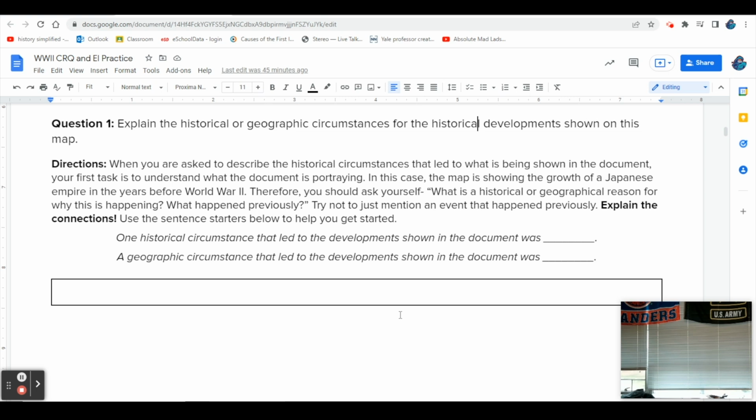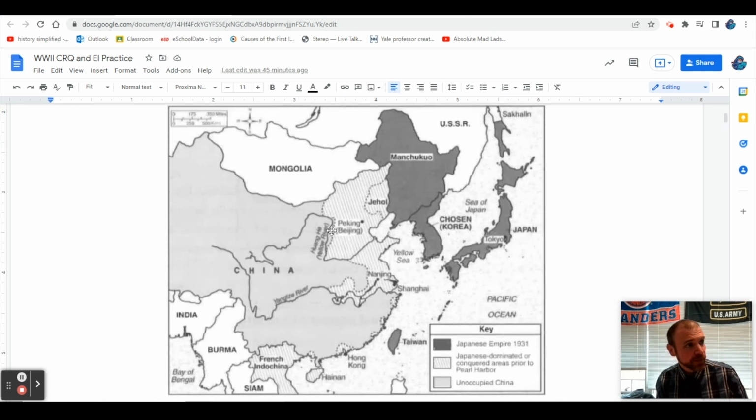Okay, we're still at a point where some people are looking into the document, explaining what they see in the document or inferring based on the document. You don't do that with these. So you guys tell me, what would be a historical event in history that we've learned about that would explain why we see this Japanese expansion? What happened? Kathleen, why is Japan going after China and Korea on this map?